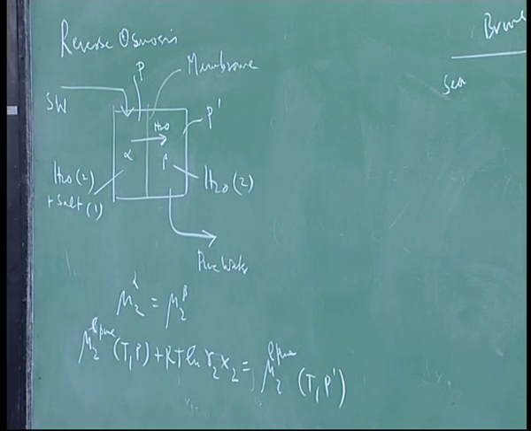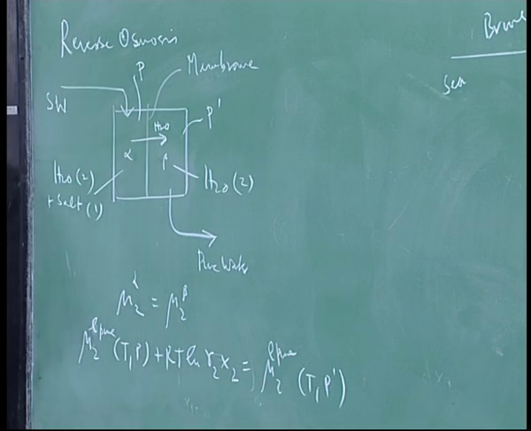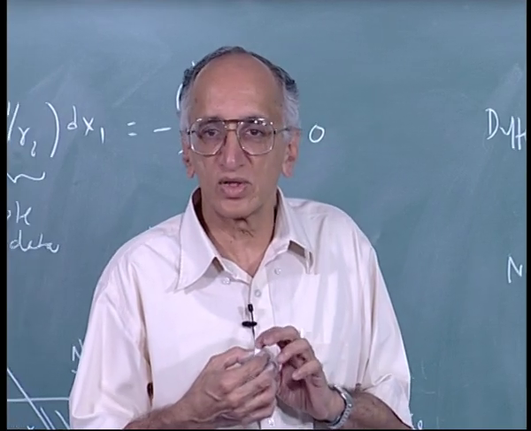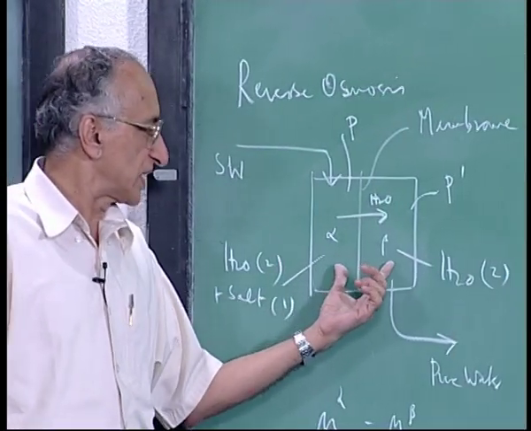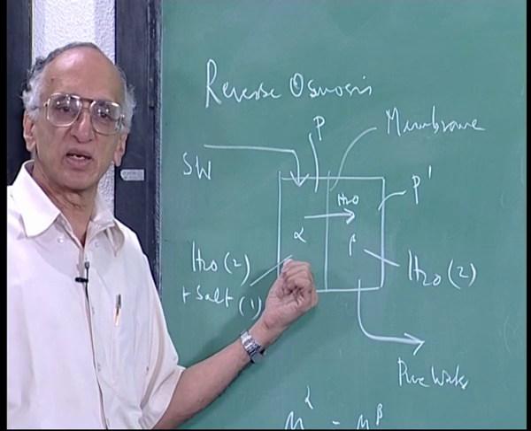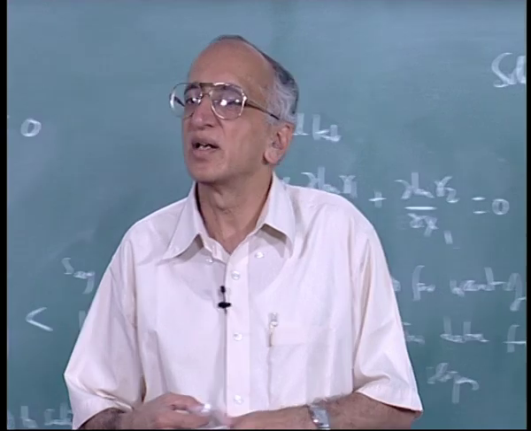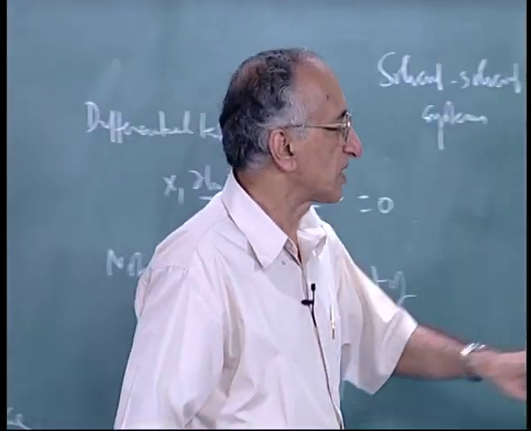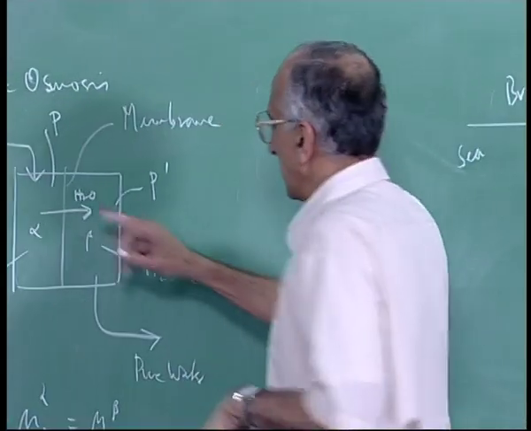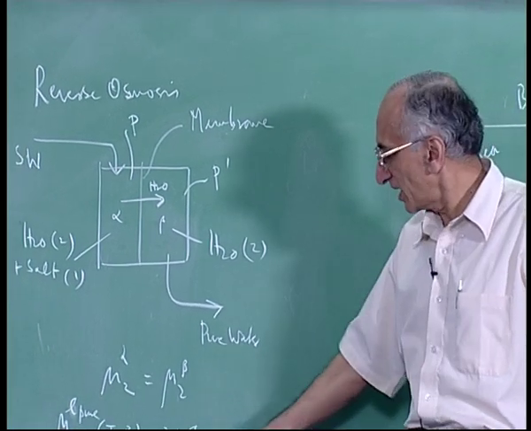In fact, if the pressures were the same, these two will cancel, you will get log gamma 2 x 2 has to be equal to 0. So gamma 2 x 2 has to be equal to 1, so x 2 will be 1, which means if they were at the same pressure, all the water will come this side, it will keep diluting the solution till it gets more and more dilute and all the water will be on this side. You actually want it the other way around. The equilibrium process will cause water to come back in here. So you need a pressure difference P minus P prime to drive the water this way. That can be calculated from here.